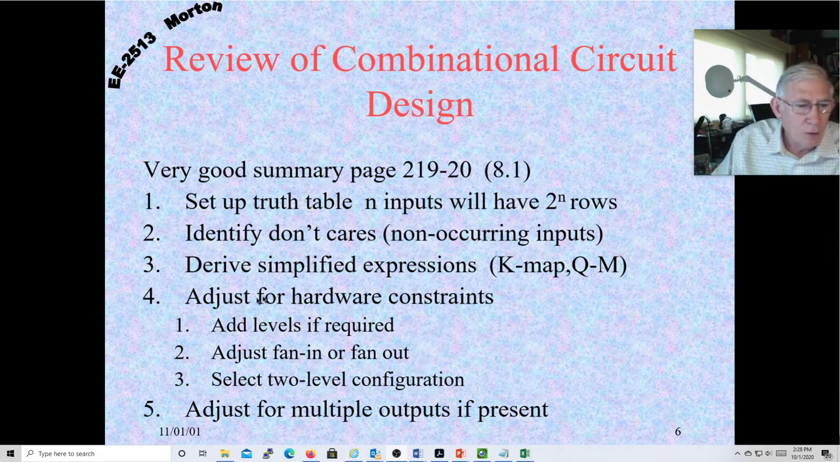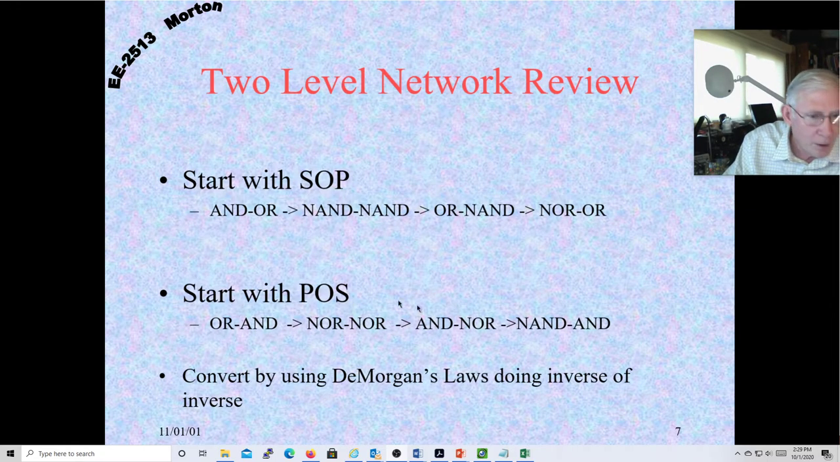Once you make all the adjustments, let's say you need NAND NAND, so you adjust it for NAND NAND, you adjust it for 2 input gates, and then maybe you even look at the possibility of expanding to 3 levels in some of the cases. And then finally, you look at your multiple outputs and see if you can save some gates by sharing terms if you have several outputs.